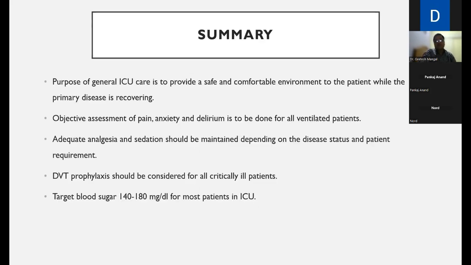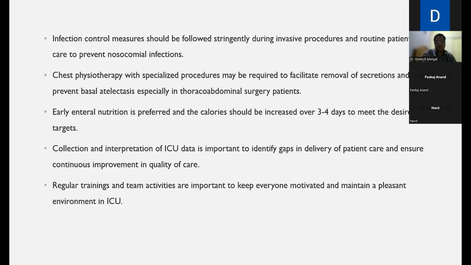Now, I would just like to summarize my talk. The purpose of general ICU care is to provide a safe and comfortable environment to the patient while the primary disease is recovering. Pain assessment and assessment of anxiety and delirium is important for all the ventilated and ICU patients. Adequate analgesia and sedation should be maintained depending on the disease status and patient requirement. DVT prophylaxis should be considered in all the patients. Target blood sugar level is 140 to 180 milligram for most of the patients in ICU.